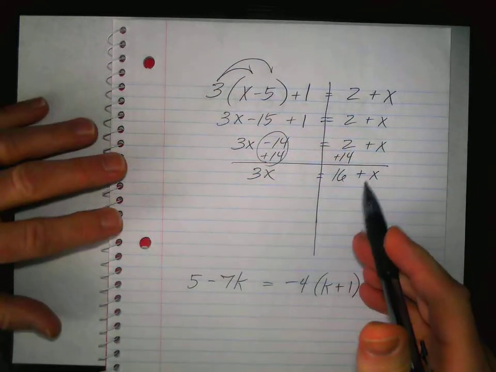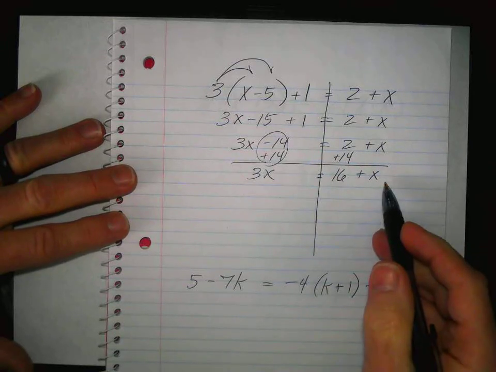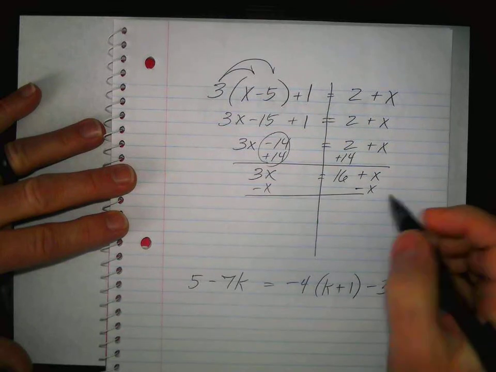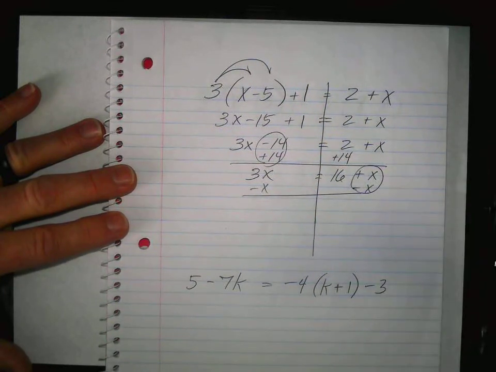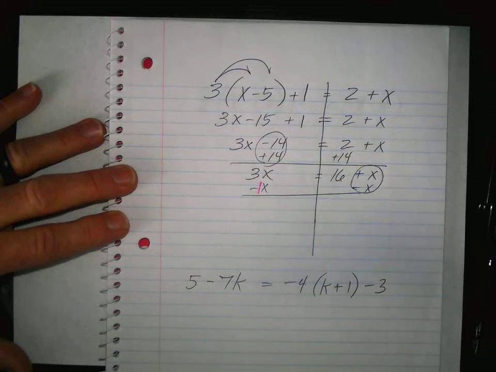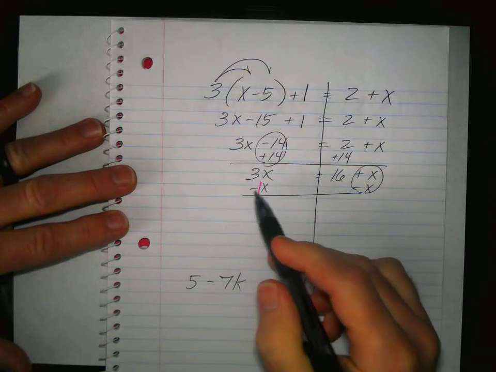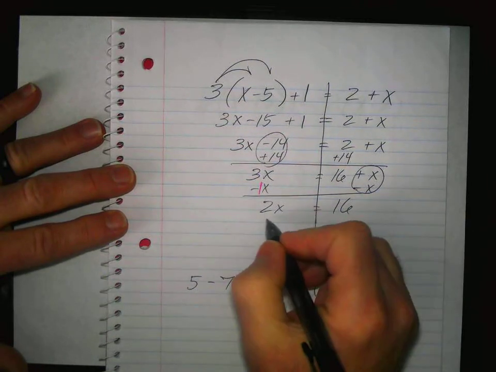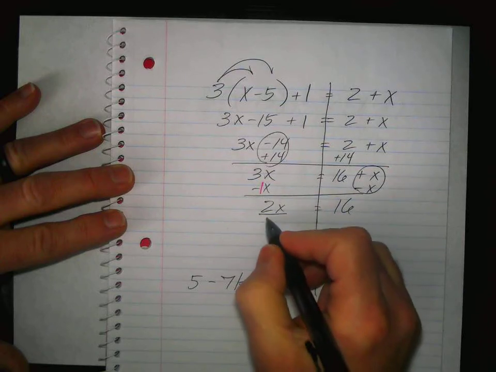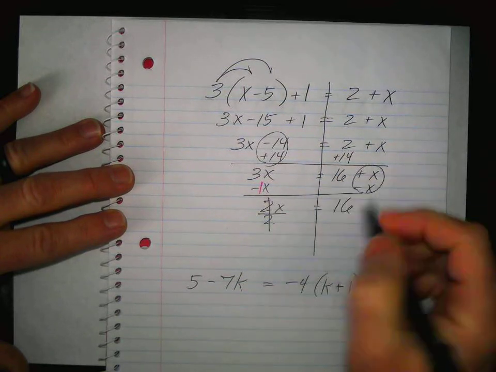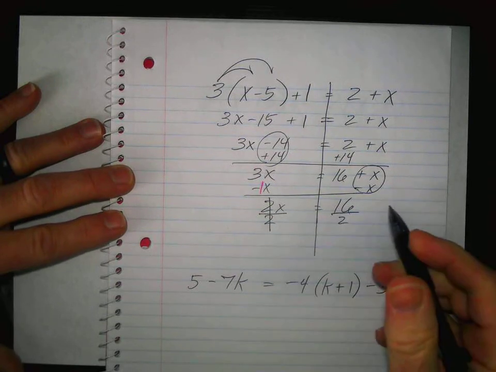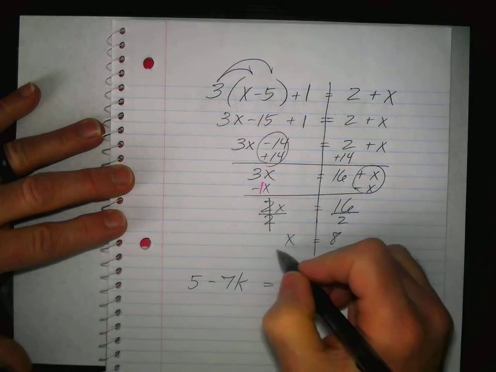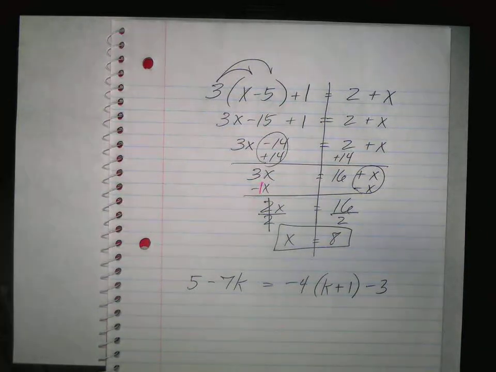And now I have a variable term on this side and a variable term on this side, so I'm going to combine my variable terms by making this a 0 pair here, and again, there's my 1. 3x minus 1x would be 2x equals 16. I need this to be 1x, not 2, so 2 divided by 2 is a 1. 16 divided by 2, because whatever I do to the left, I have to do to the right. X equals 8. Here we go. And then I mark my answer with a rectangle.